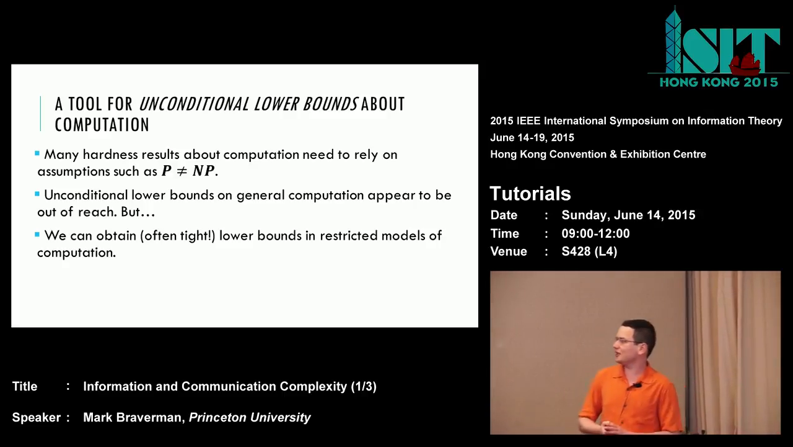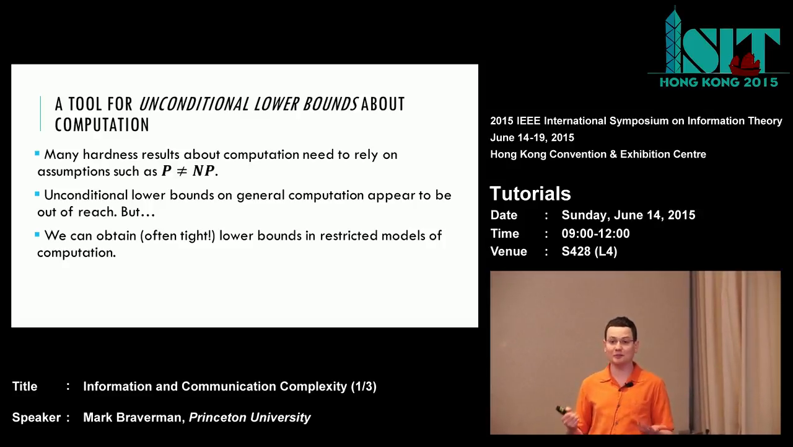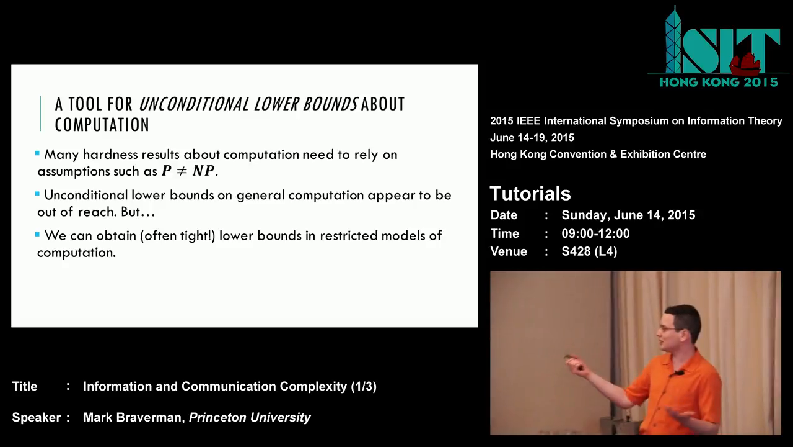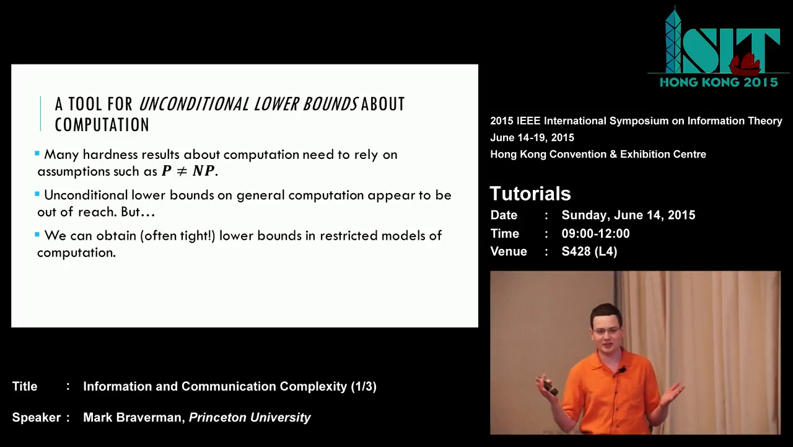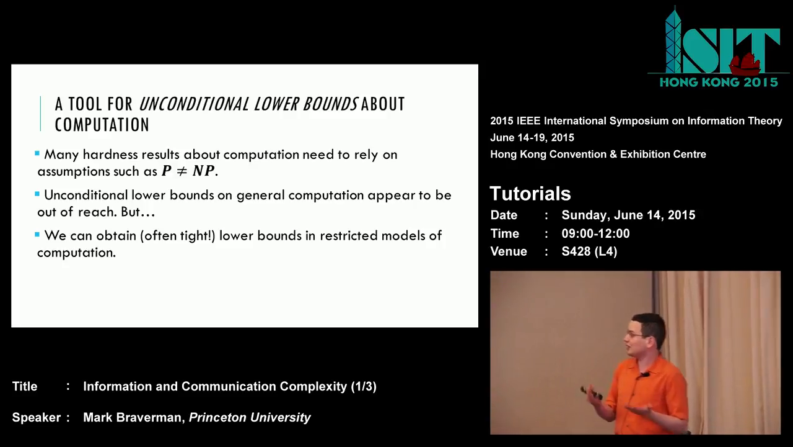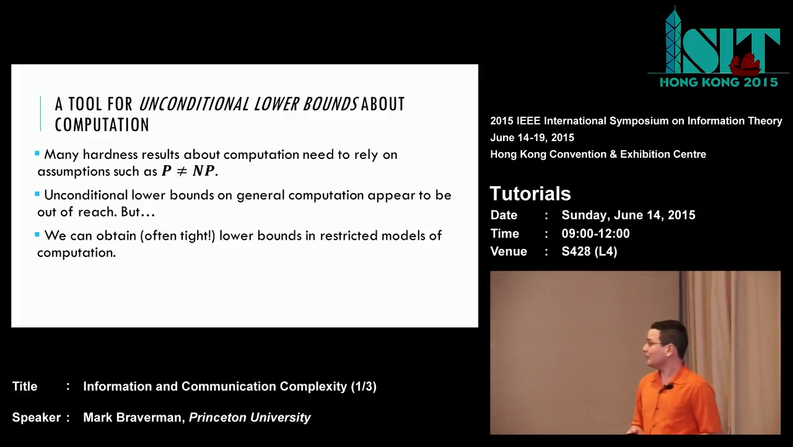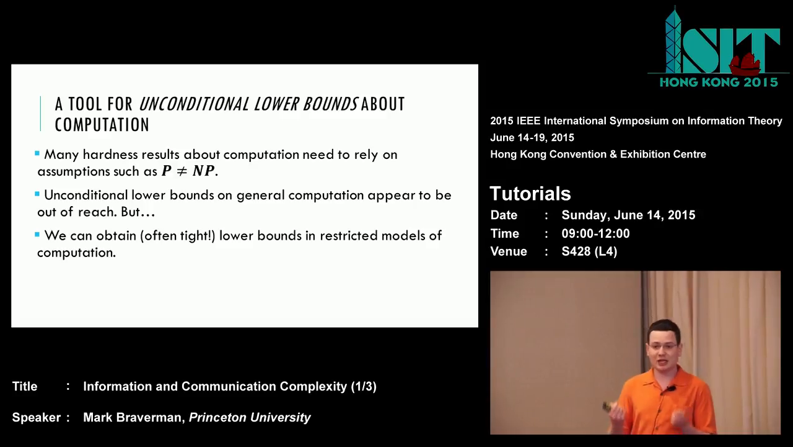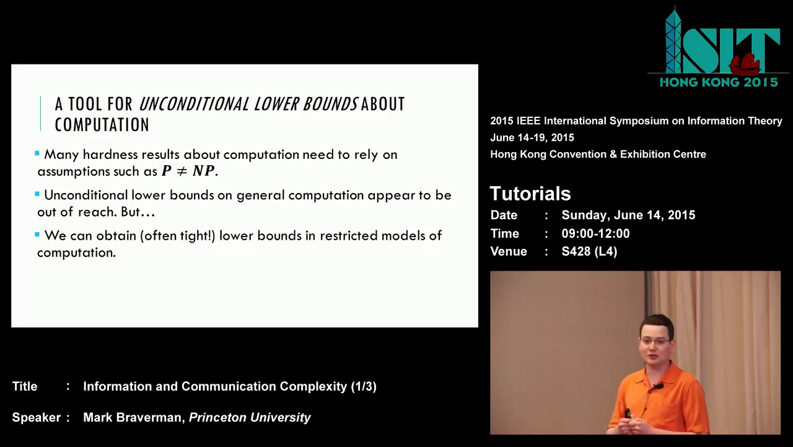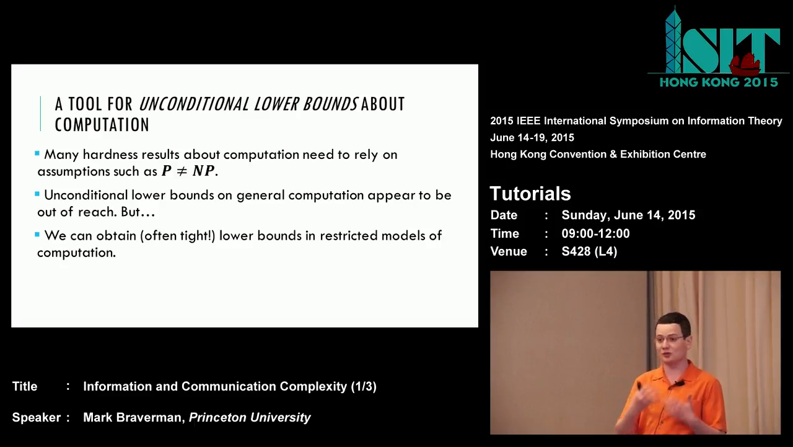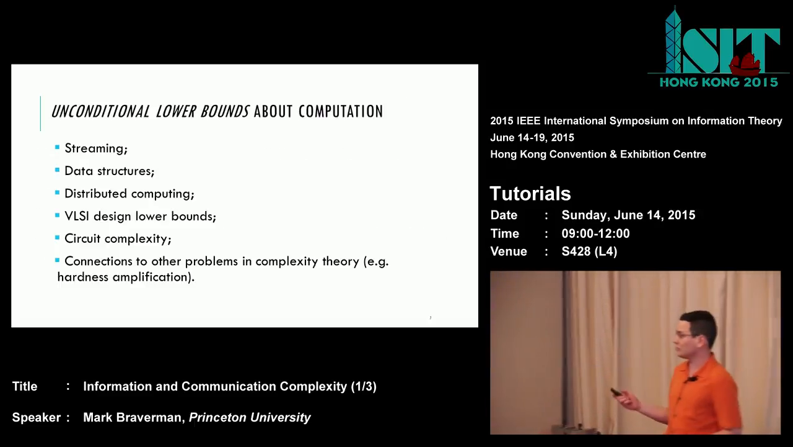Unlike communication theory, if you look at the theory of computational complexity, it mostly consists of open problems and conditional results. So most of the really things that we would like to know, like P versus NP, are hopelessly open at this point. So unconditional bounds about general computation are pretty far out there. But we can often obtain tight bounds for restricted models of computation. So if we somehow restrict the ways in which you can interact with your inputs, then we can actually get tight bounds to various interesting models of computation.